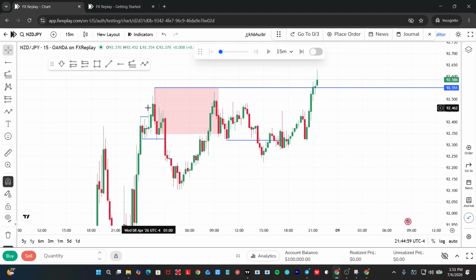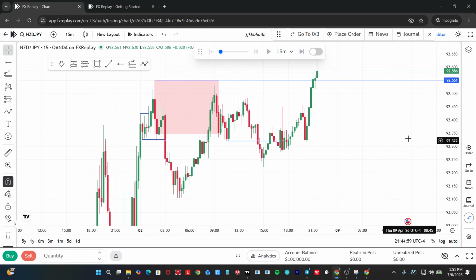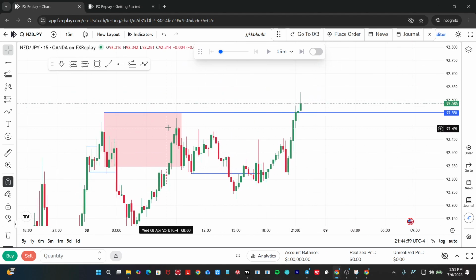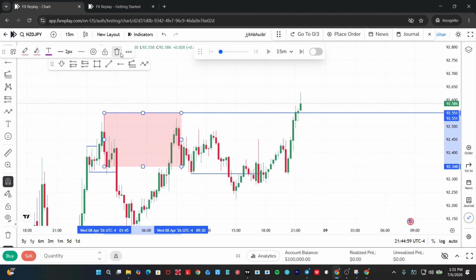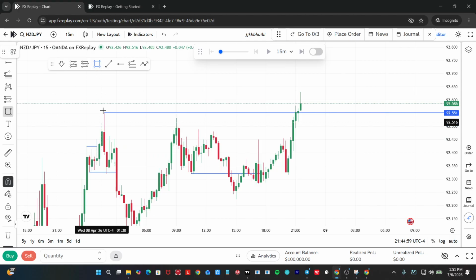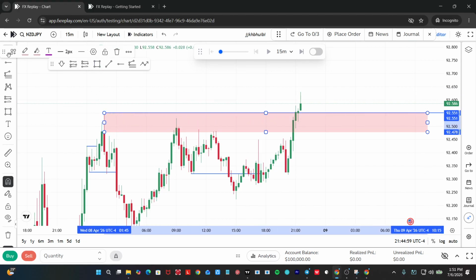So we are seeing the trend, we are seeing the consolidation. We are navigating by trading what we actually see. We are having here a support, a resistance turning into a support, as you can see.